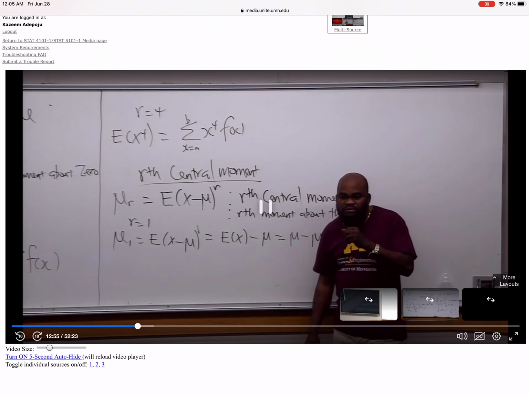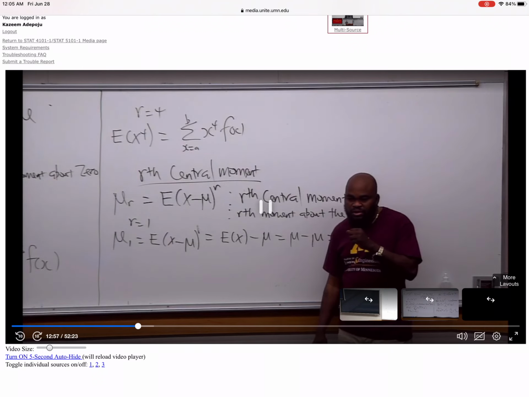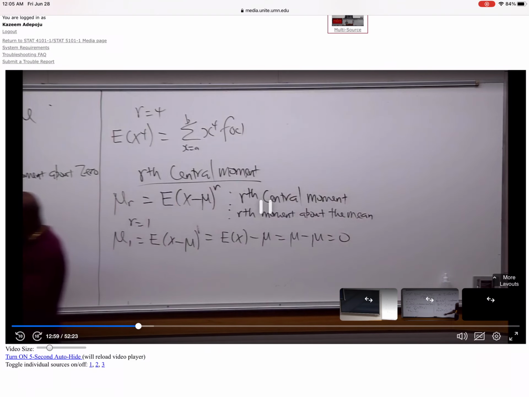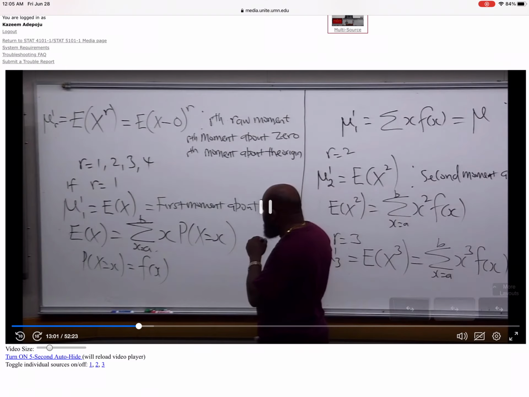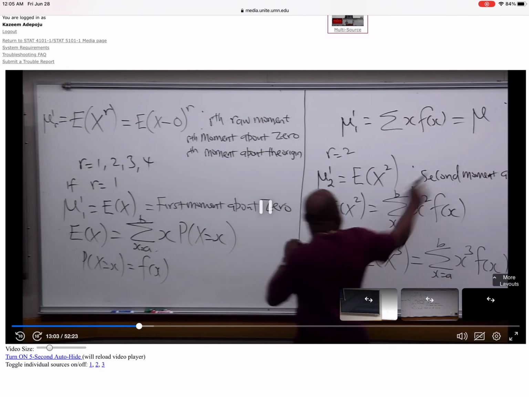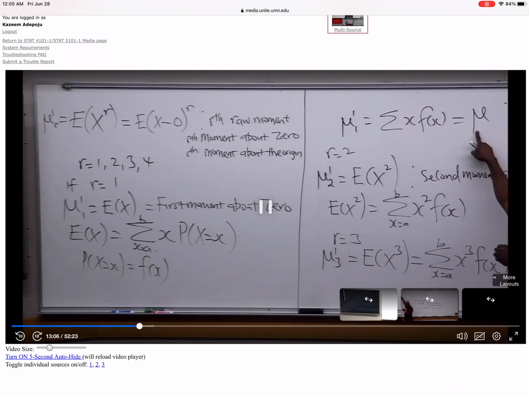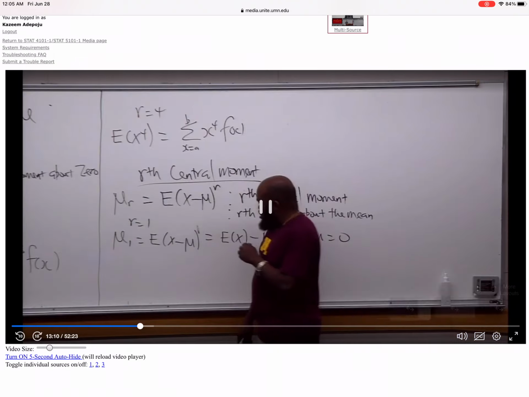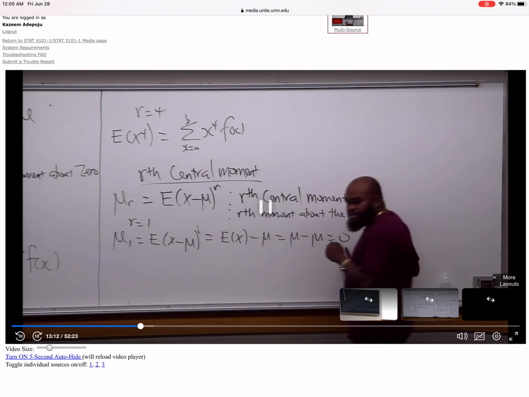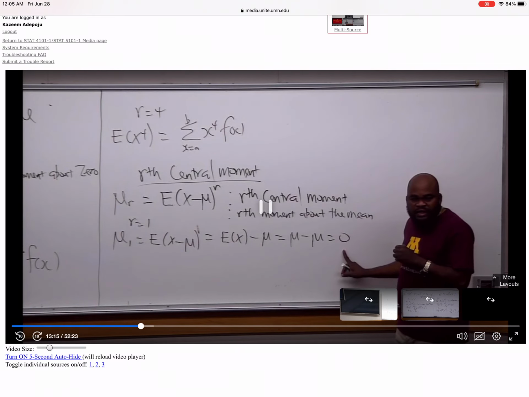But the first moment about the origin is actually the mean. First moment about the origin is the mean. First moment about the mean is 0. Now, let's go to the second moment.